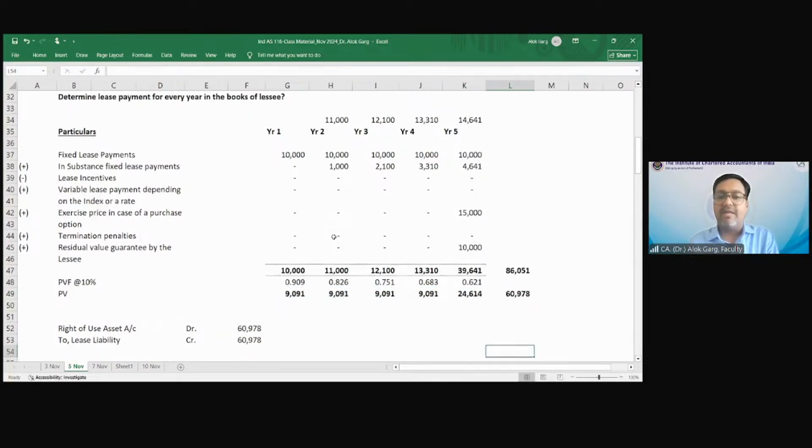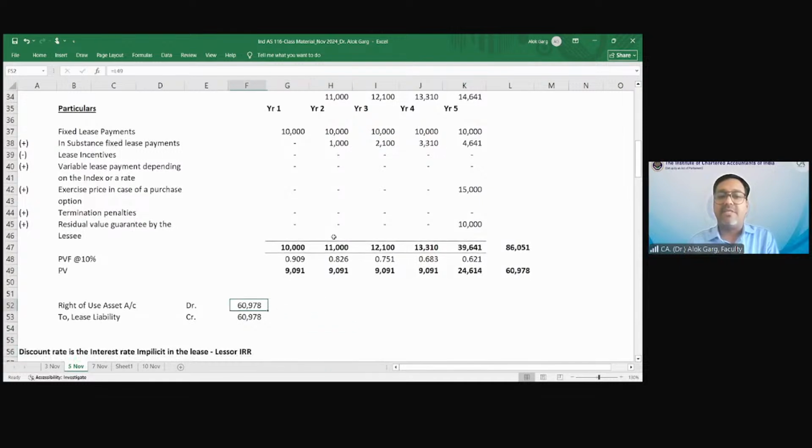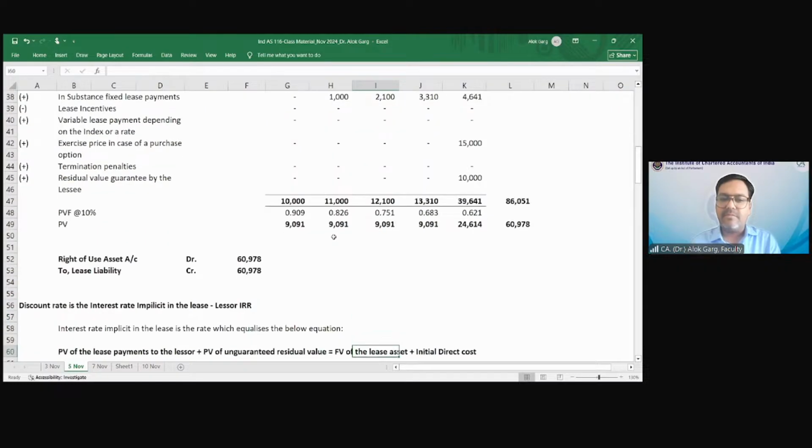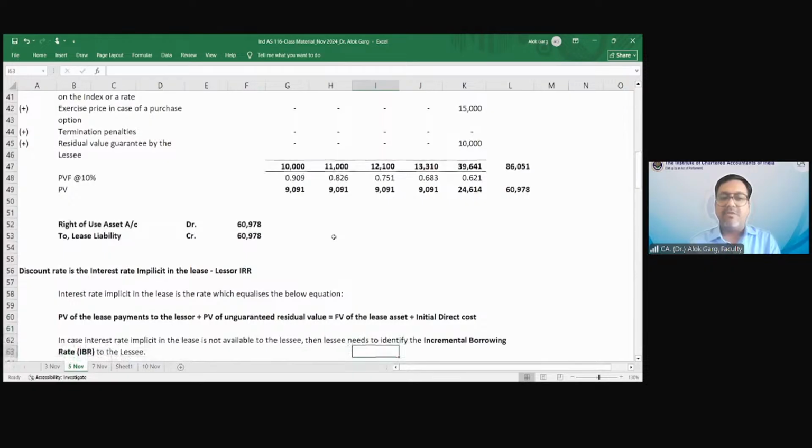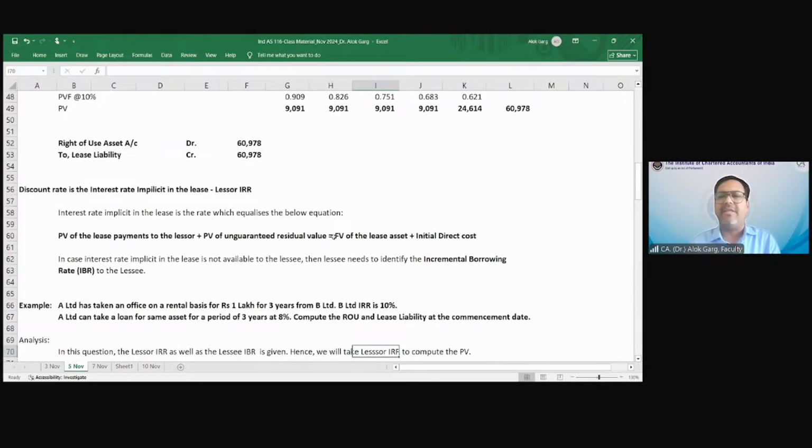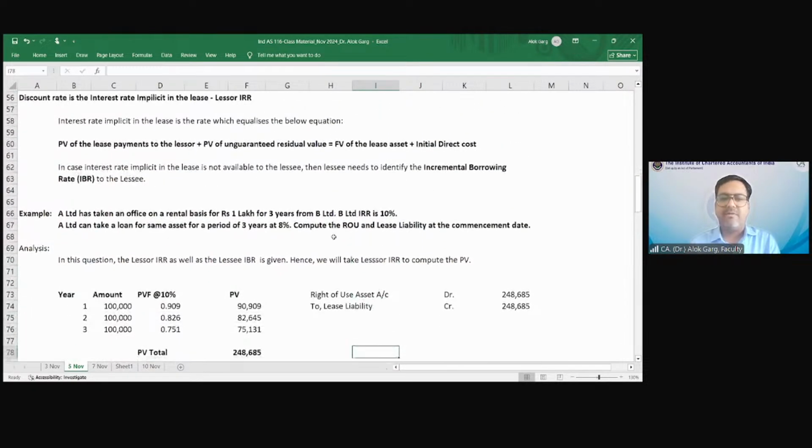Okay. What is my accounting entry? Right of use asset account debit to lease liability. Okay, this is the initial entry. Is that clear? Yeah. So what is the discount rate? Discount rate is the borrowing rate, incremental borrowing rate. Okay.